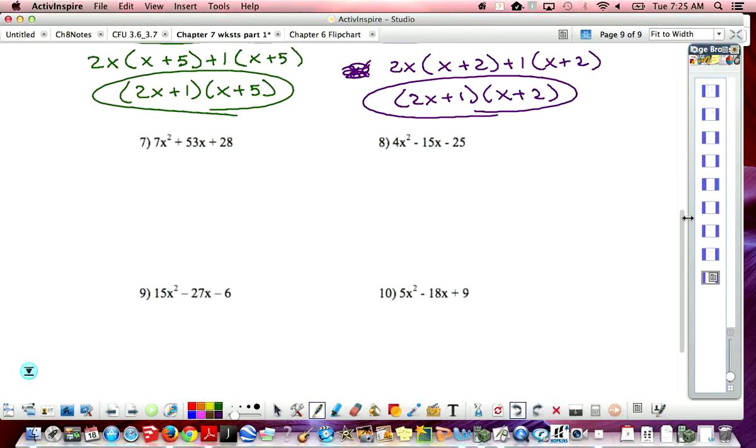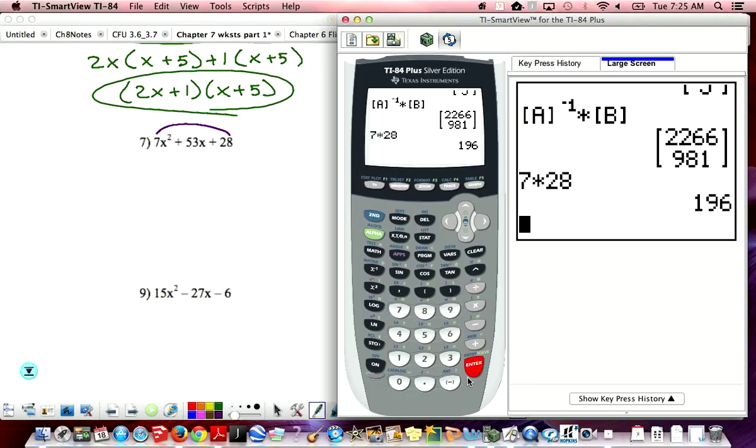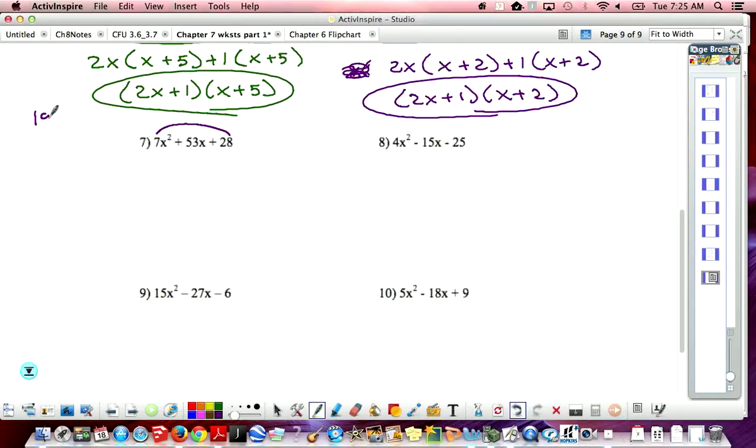Number 8. Ooh, big number now. 7 times 28. This one's going to take a little bit of time, so let's take out our calculator. 7 times 28 is 196. Now I need factors of 196 that add up to 53. 49 times 4 is 196, and it does add up to 53. So I go 7x squared plus 49x plus 4x plus 28.